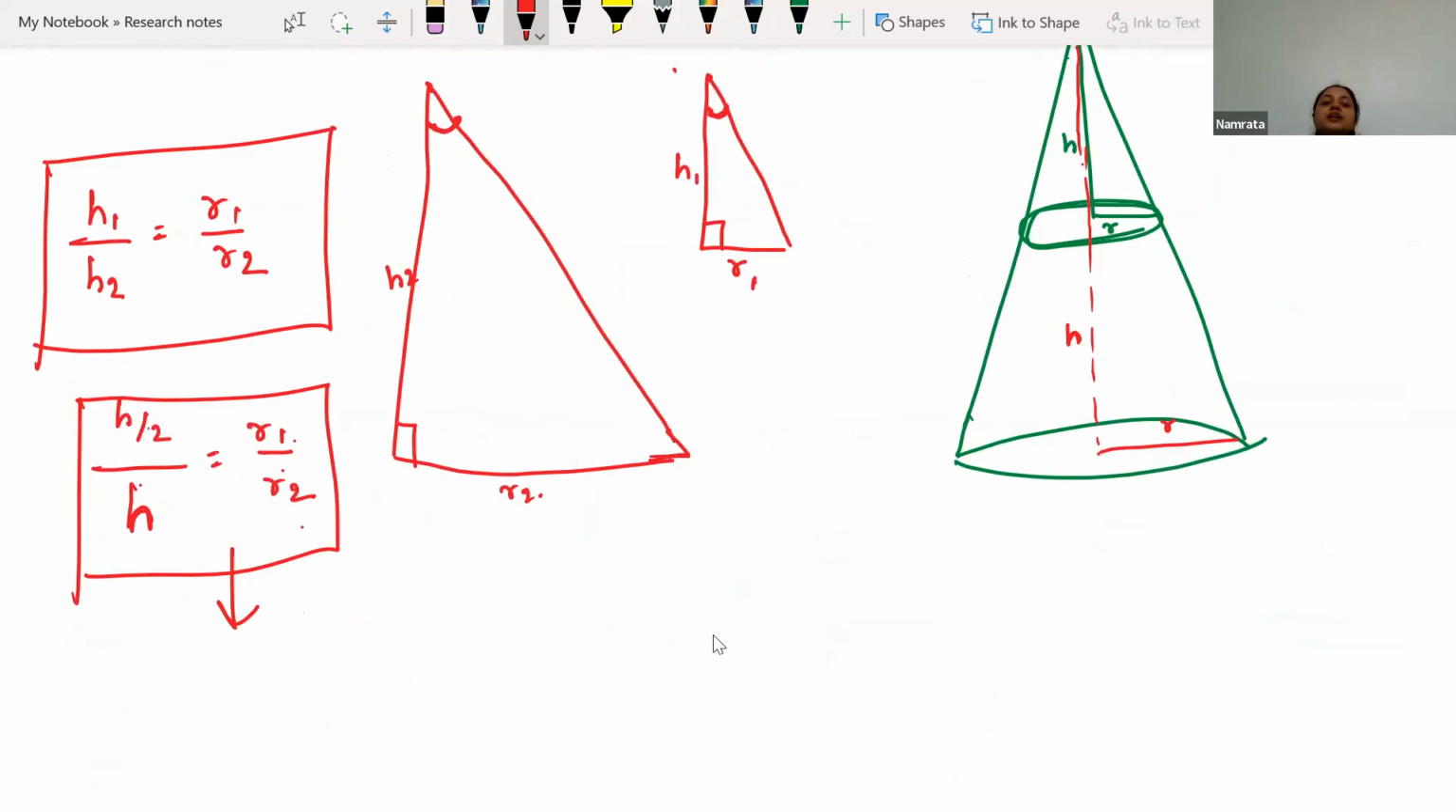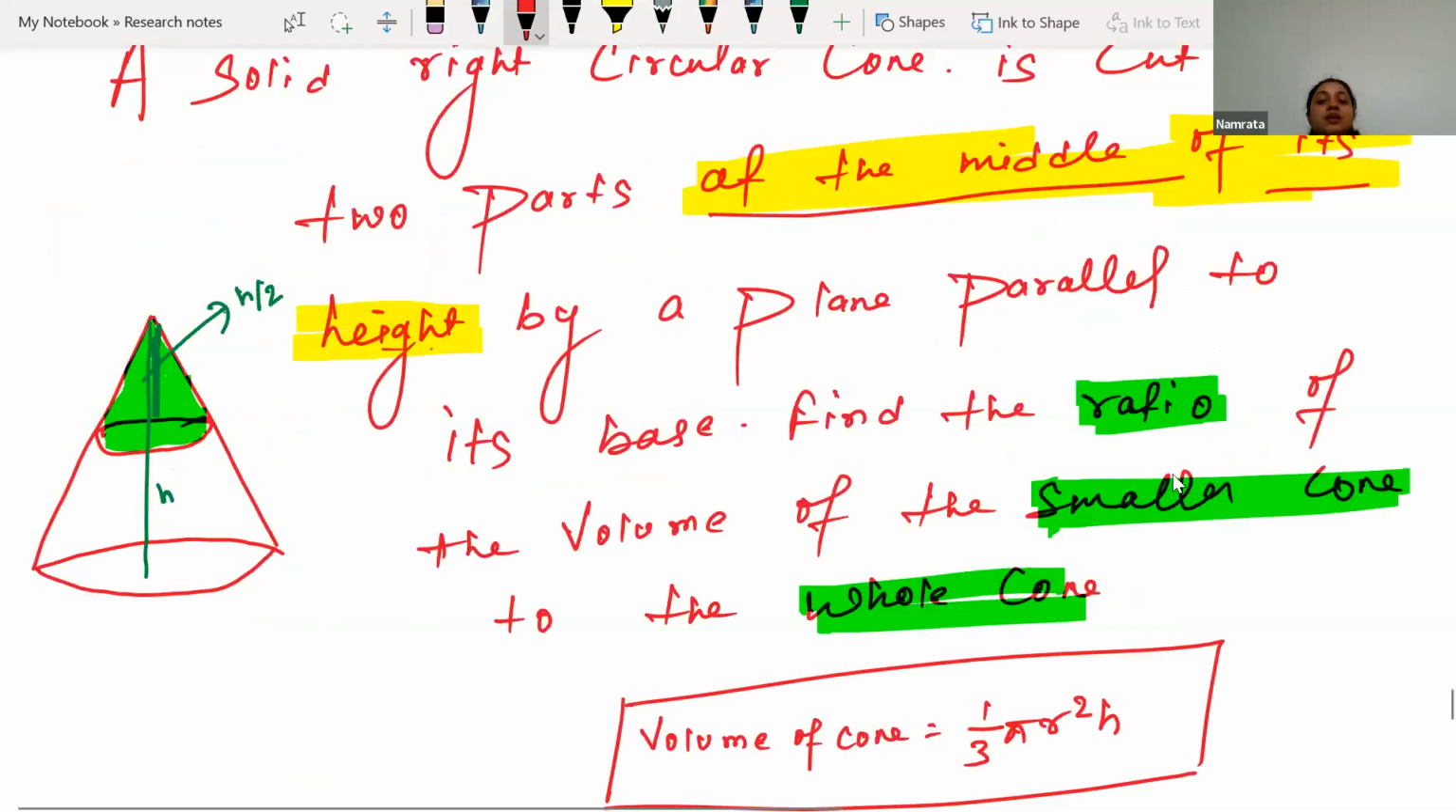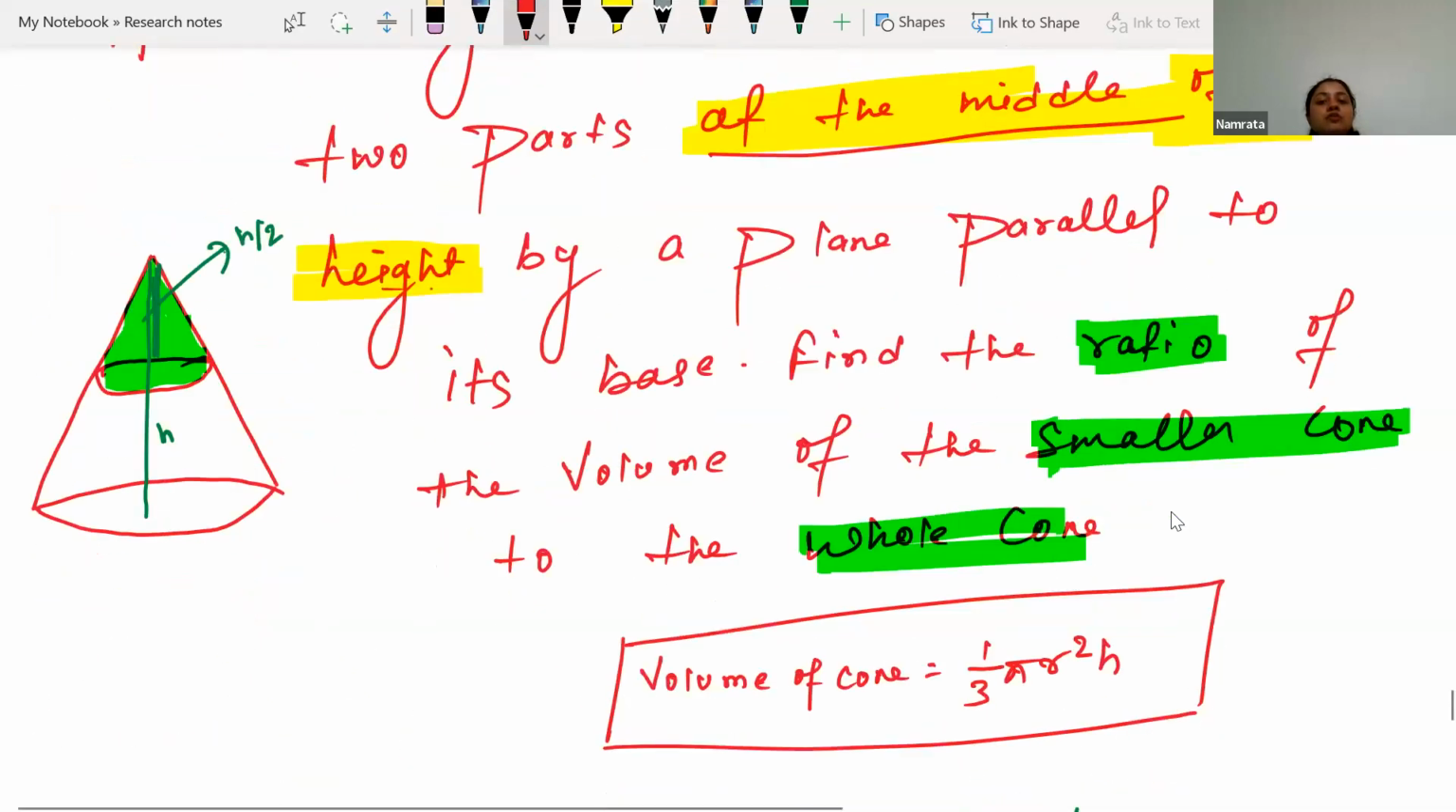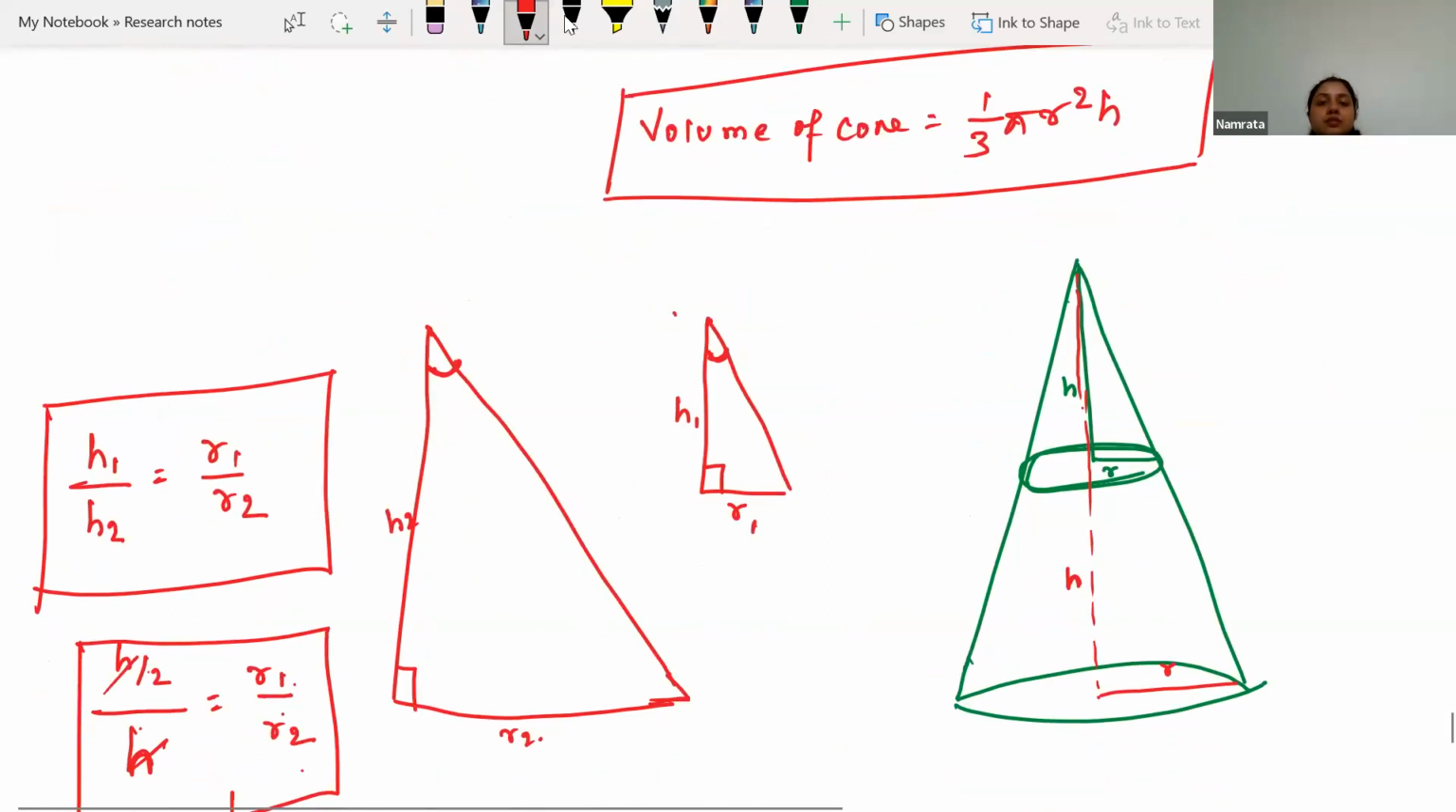So this equals r1 by r2. Let's see what we get for r1 by r2: h and h will cancel out each other, giving 1 by 2. Can you see it? So the ratio between r1 and r2 is also 1 by 2, and the ratio between h1 and h2 is also 1 by 2. Now what do we have to find here? We have to find the ratio of the volume of the smaller cone to the volume of the whole cone. Let's find it.